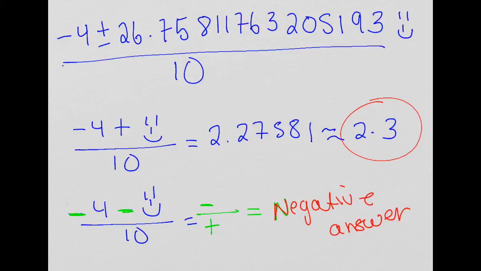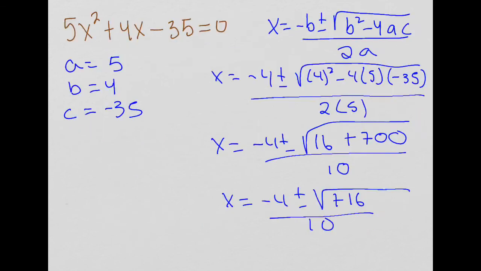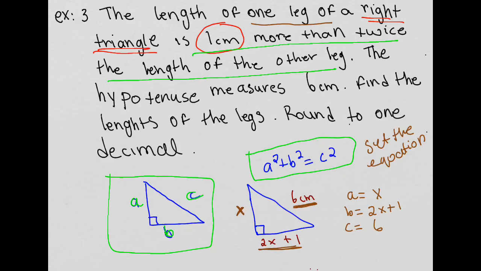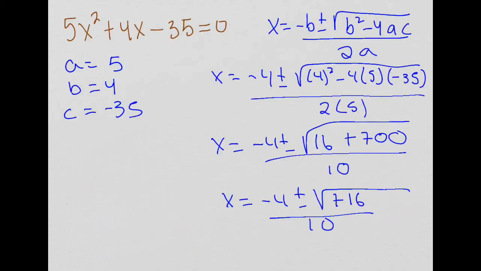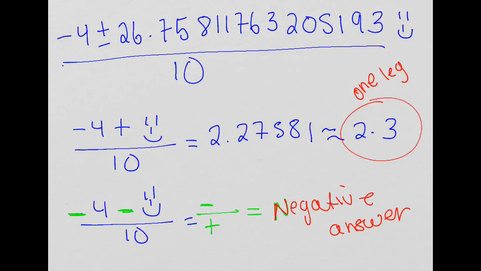The other leg, we need to go back and find it. So one leg is 2.3. Let's go back to our problem right here. The other leg is 2 times that plus 1. So 2 times 2.3 plus 1 is 5.6. Okay, and those are our measurements. So we did our application, we set it up using the Pythagorean theorem, and we go back, right here, we solved it using the quadratic formula and all of that.